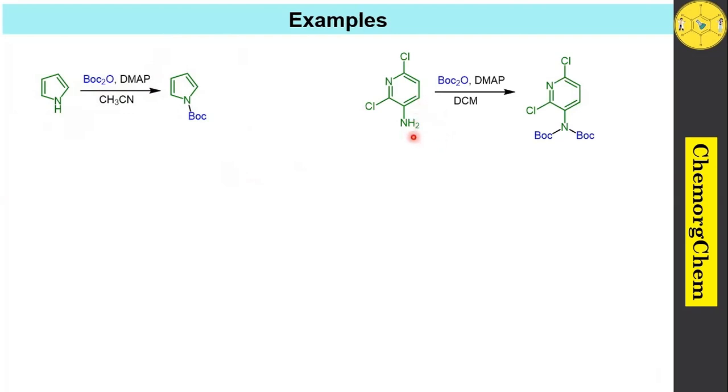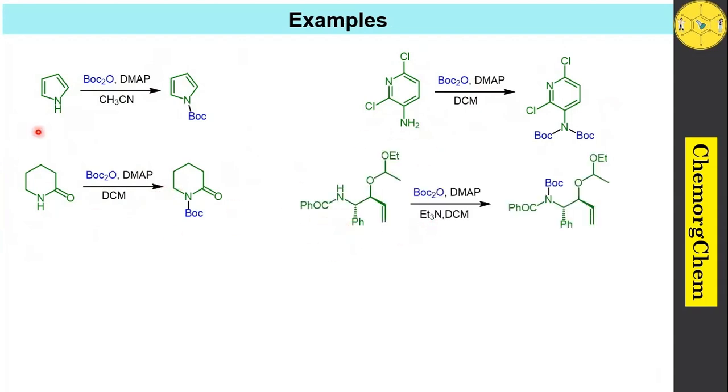Let's see some examples of Boc protection. When you take pyrrole and react it with Boc anhydride in the presence of DMAP, it produces the corresponding Boc-protected pyrrole as a product. So this is another example. When you take a primary amine, it readily produces the corresponding double Boc-protected amino product. So this is another example, when you take a cyclic lactam. This cyclic lactam is readily protected by using Boc anhydride in the presence of DMAP.